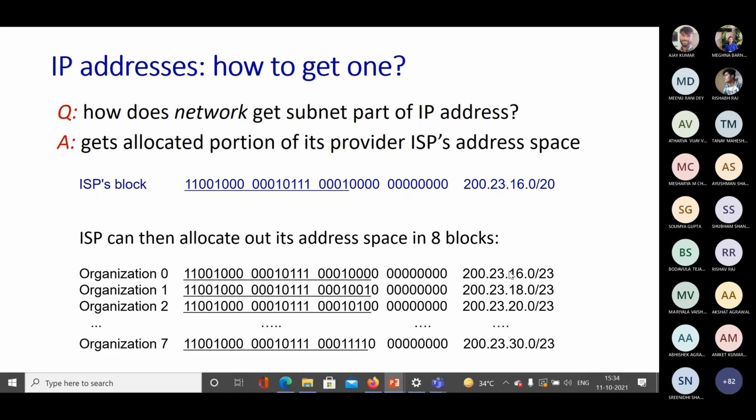Then again 200.23.18.0/23. This is for another organization. So these chunks of blocks are being given out by the ISP to different organizations. These different organizations will have different devices attached to them. Those devices will get IP addresses from this last part, the last order bits. By varying them, IP addresses can be allocated by each of the organizations to the different devices attached to it.